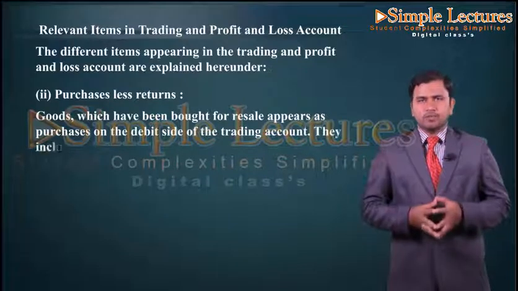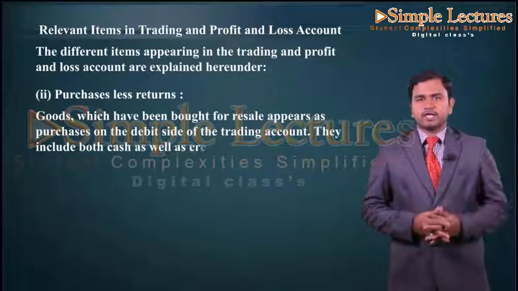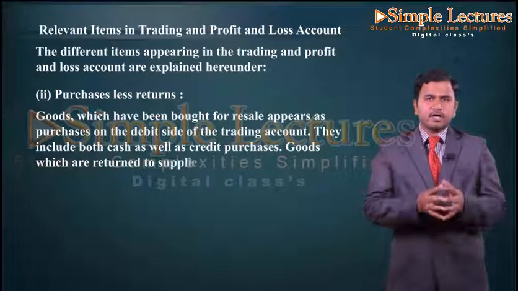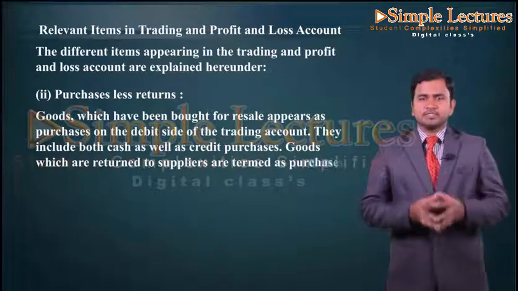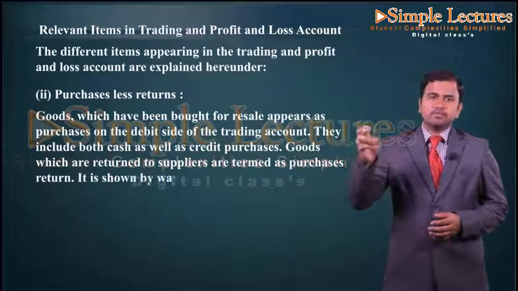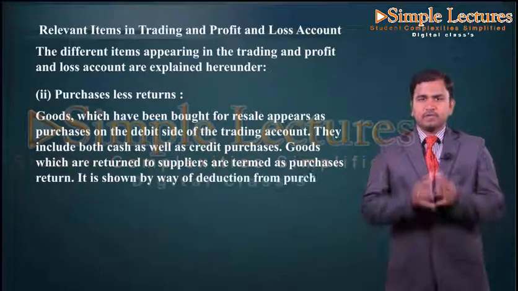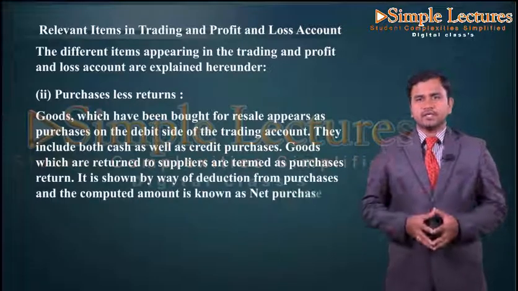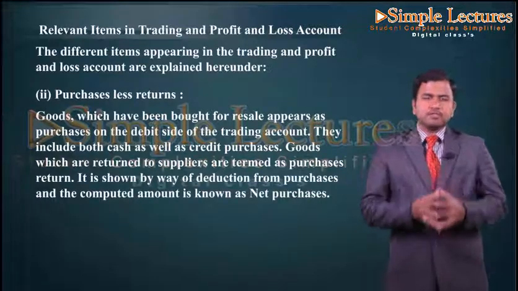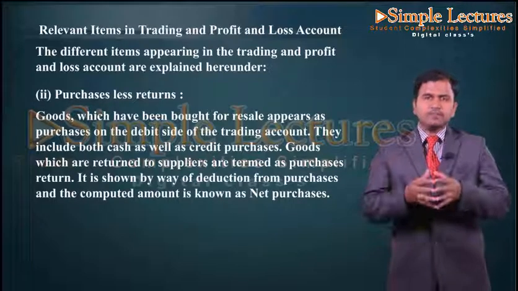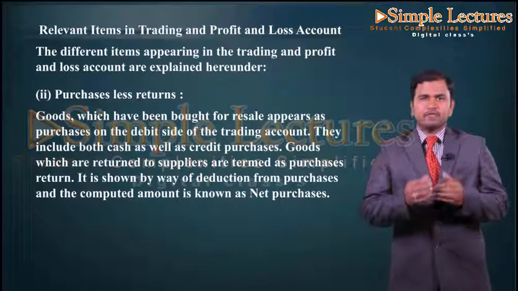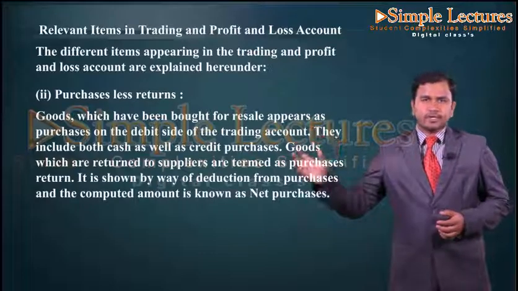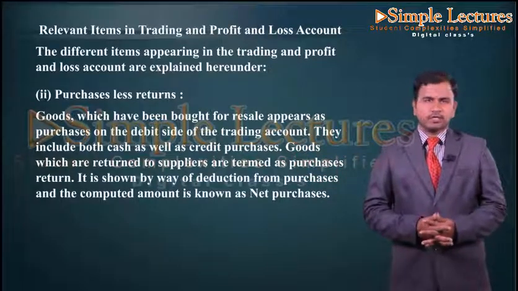They include both cash as well as credit purchases. Goods which are returned to the supplier are termed purchases returns. It is shown by way of deduction from purchases, and the computed amount is known as net purchases. So from the purchases we have, any returns should be deducted, and this will be shown on the debit side of the trading and profit and loss account.